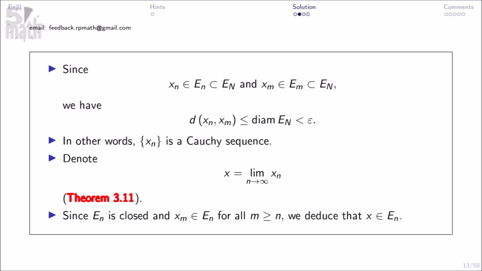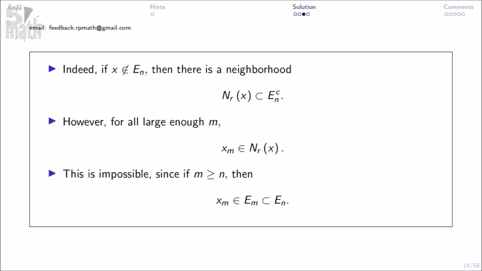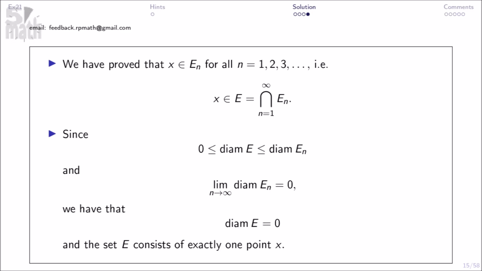Denote x equals limit n to infinity of xn, theorem 311. Since En is closed and xm in En for all m greater than or equal to n, we deduce that x in En. Indeed, if x not in En, then there is a neighborhood here. However, for all large enough m, we have this. This is impossible, since if m greater than or equal to n, then we have the following. We have proved that x in En for all n equals 1, 2, 3, and so on.